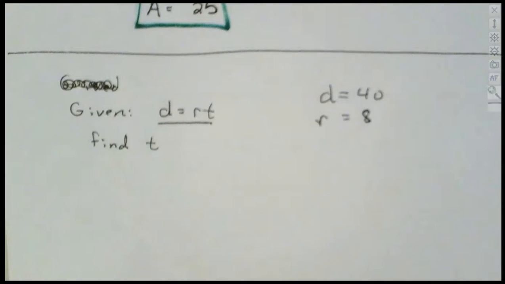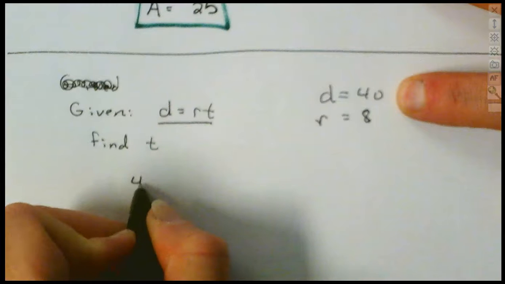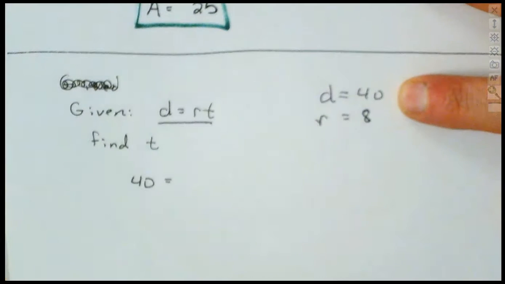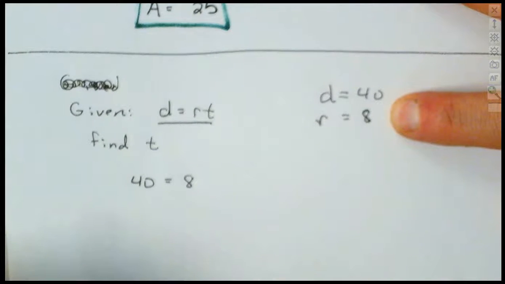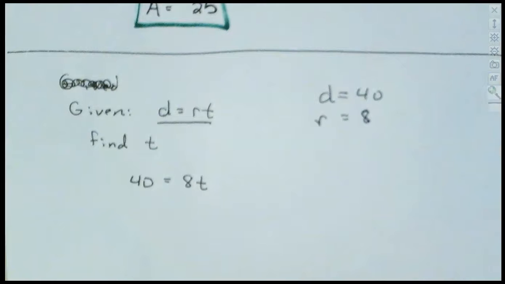You're given D is 40. R is 80. Sorry, R is 8 then. So we're going to plug our values in. So we know that D is 40. So my 40 is going to go on the left, because that replaces the D. And then our R is 8. And what piece do we not know? T. So that's going to be 40 equals that 8T there.